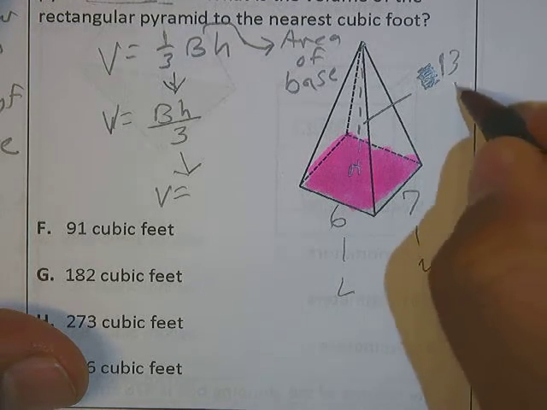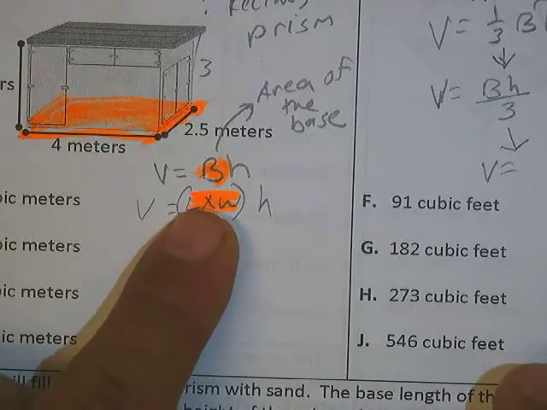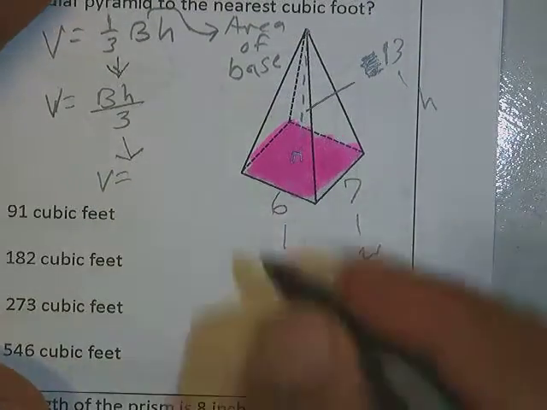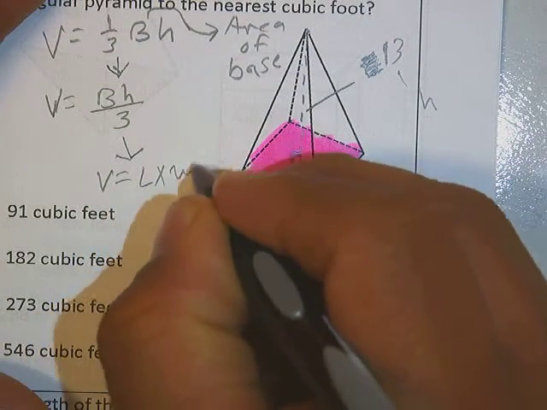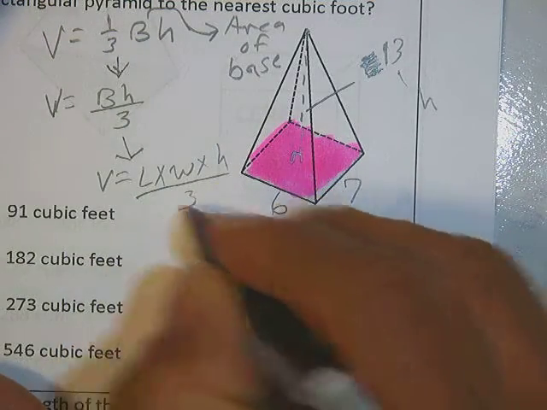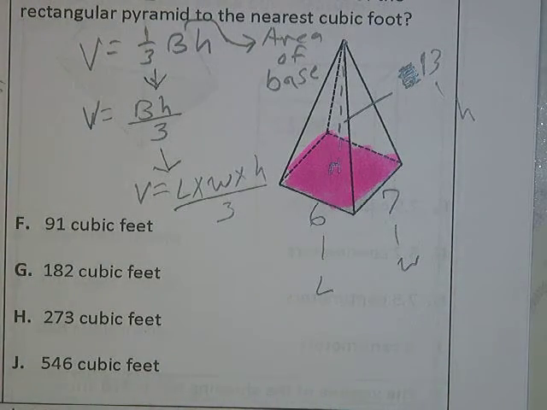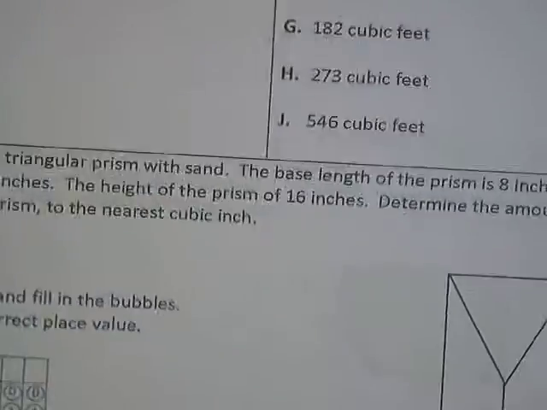So now I know this is the length, this is the width, and that's the height. Well, just like you did the other problem over here, this can be found by doing the same thing, except length times width times height, but divide by 3. And the reason you divide by 3 is because you have a pyramid. All pyramids you have to divide by 3.